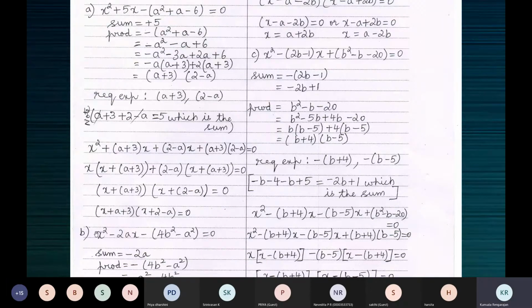This is the sum. This is a quadratic equation in one variable x. First term, second term, and this is the third term. The x square is one term, the x term is the second term. The rest of it, which does not have x or x square, is regarded as the third term, which is the product, meaning if the coefficient of x square is 1, then that third term is the product.